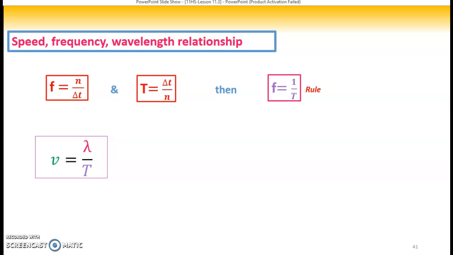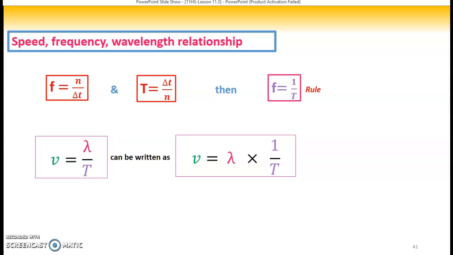Now we already have that V equal lambda over period. This can be written as V equal lambda times 1 over period. Now instead of 1 over the period, we can write by substitution V equal lambda times F. So this is another formula, another rule to be memorized and used. You use the appropriate formula according to the given information. So there are three formulas to calculate the speed of a wave: V equal total distance over duration, V equal lambda over period, and V equal lambda times F. It all depends on the given information.